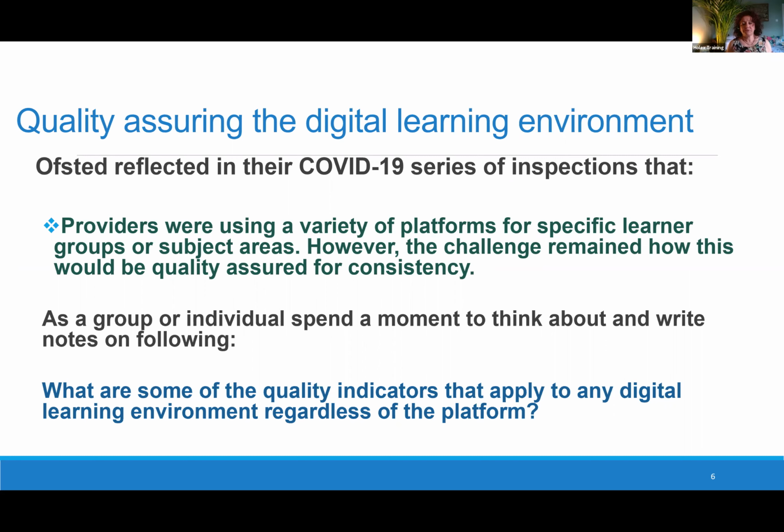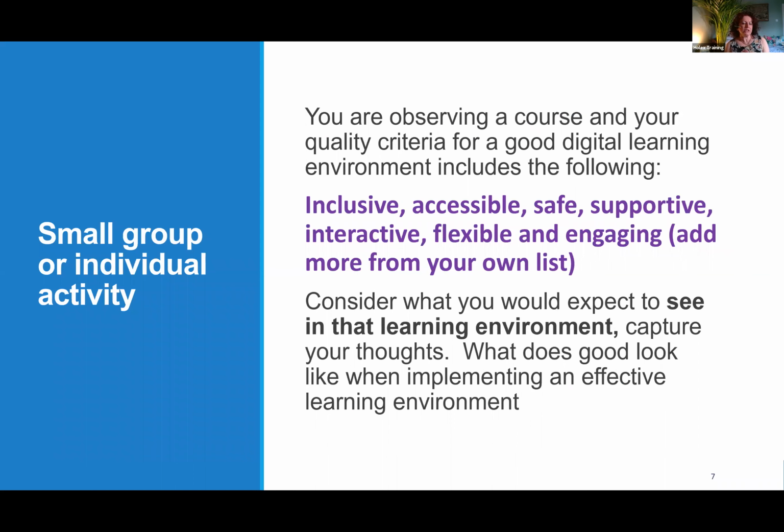So as a group, if you're watching this with a couple of others or individually, just spend a moment to think about and write notes on what are some of the quality indicators that apply to any digital environment, regardless of the platform and the nature of that. So just spend a little moment thinking about that. Pause the video, just spend some time reflecting for a moment on what are some of those quality indicators. Okay, so let's just have a look at some of those that you talked about.